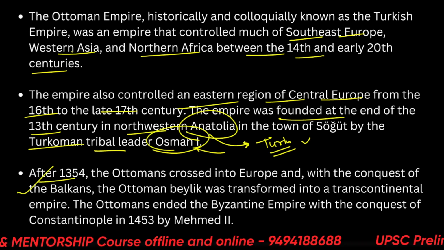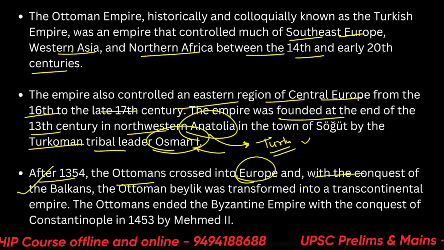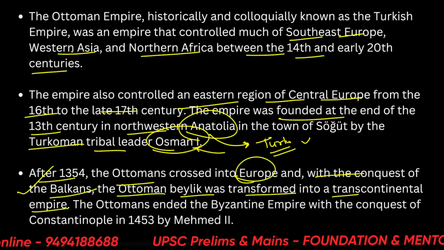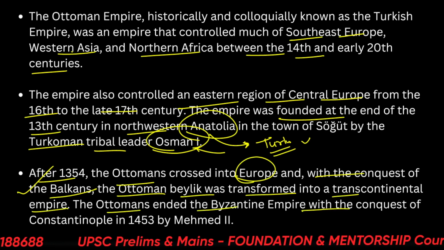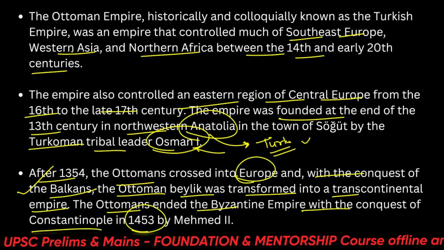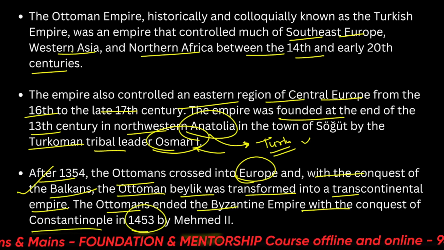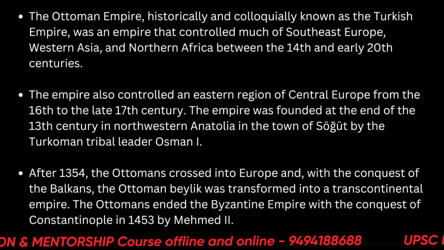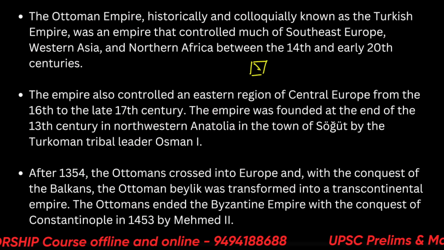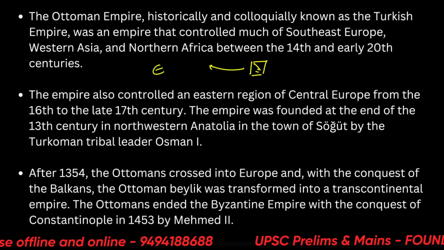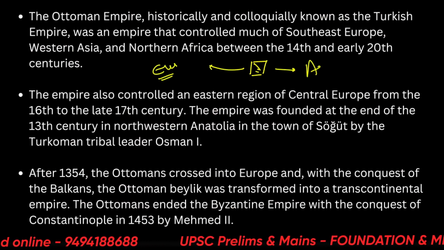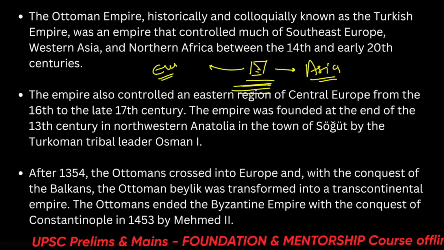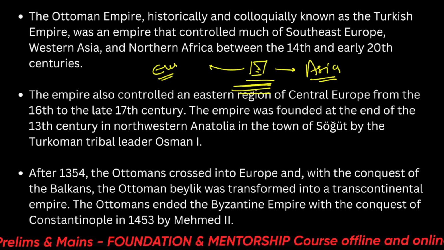So after 1354, the Ottomans crossed into Europe, and with the conquest of the Balkan region, the Ottoman Beylik was transformed into a transcontinental empire. The Ottomans ended the Byzantine Empire with the conquest of Constantinople in 1453 by Mehmed II. So Constantinople served as a major capital city of the Ottoman Empire because it was located right between Asia and Europe. Here lied Europe, and here lied Asia, and here lied the Mediterranean Sea. So anybody can see how important this place was.